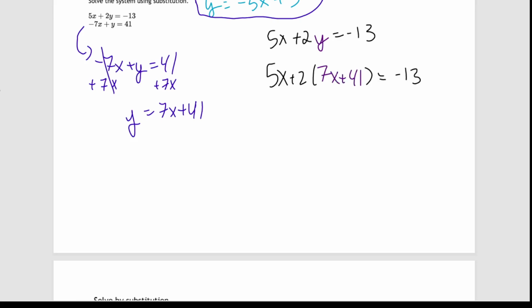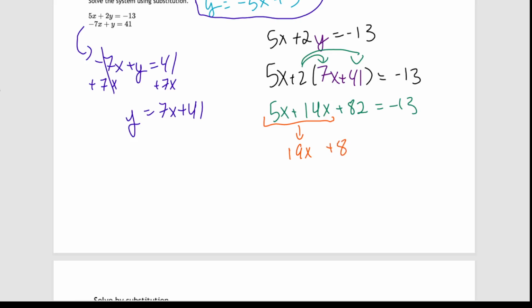Now I'm good to go on solving, so I'm going to distribute the 2 to both of these terms. 2 times 7x gets us 14x, 2 times 41 gets us 82. Drop down the 5x, drop down the negative 13. Now I want to continue to combine like terms within one side of an equal sign. 5x plus 14x is going to make 19x. I'm going to drop down the plus 82 equals negative 13.